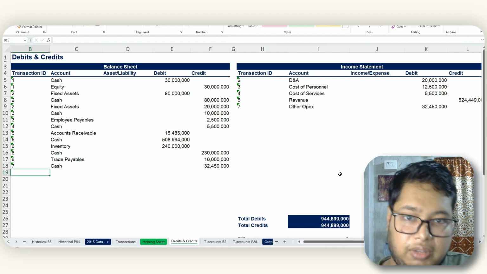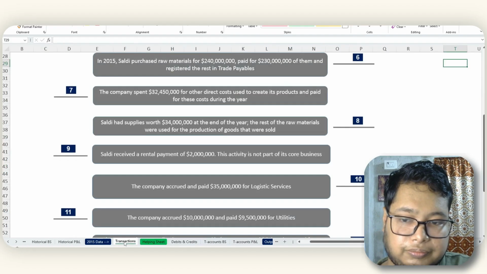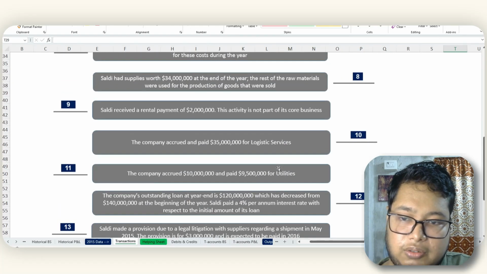Man, we have come so far. Let's go. Transaction 7 has been done and 15 are there. Okay, halfway we have come.